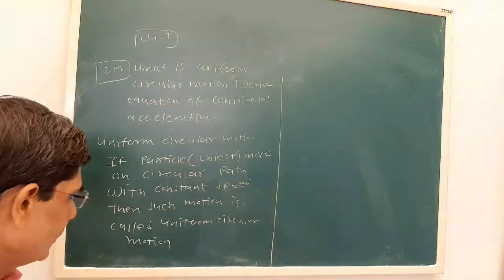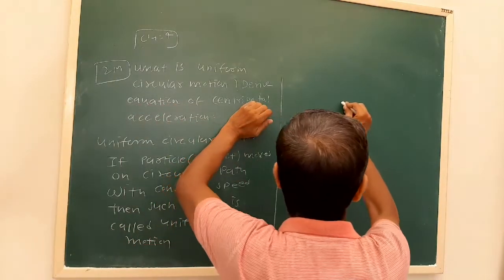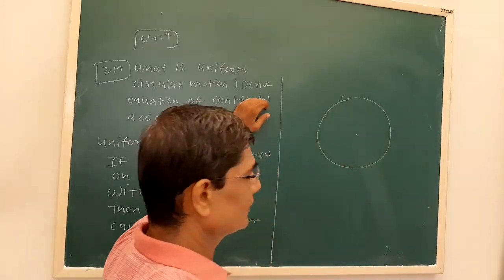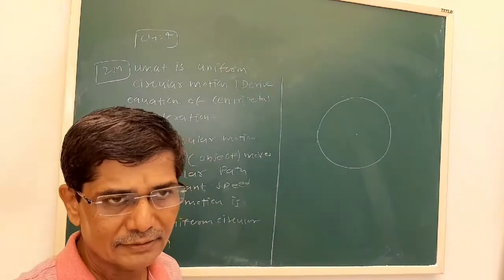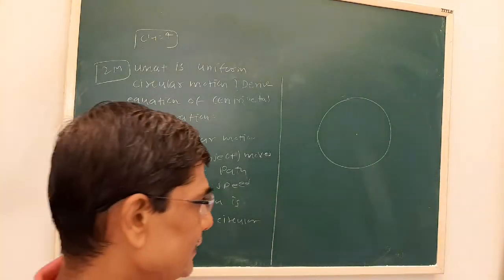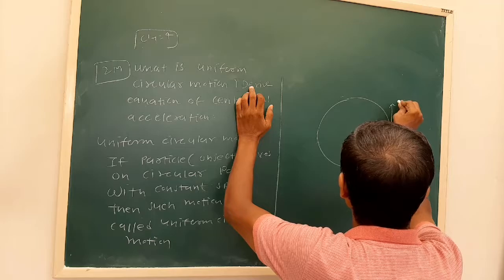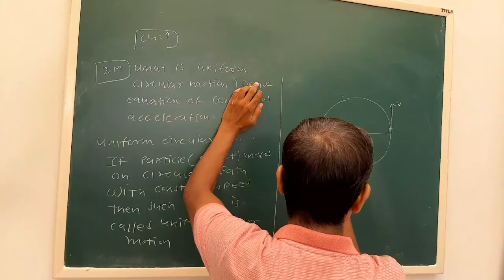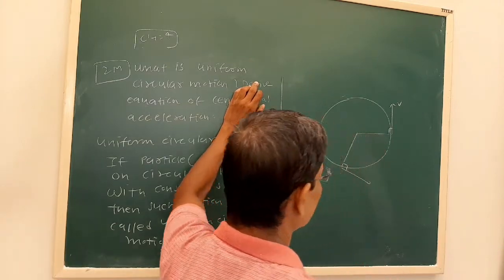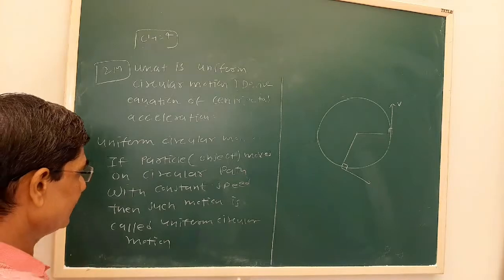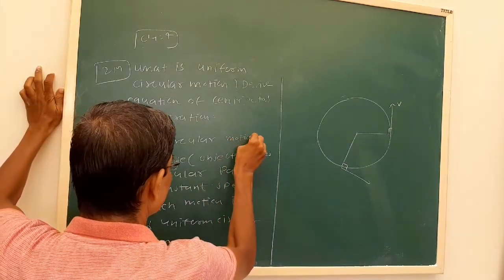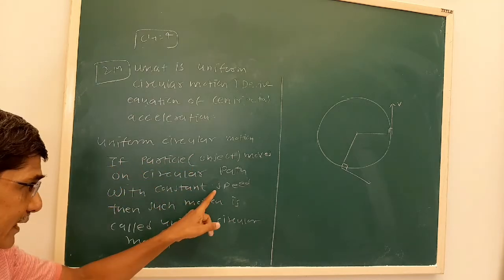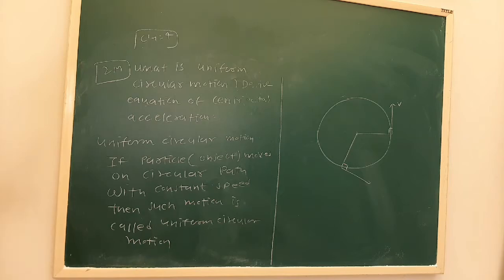a uniform circular motion. Now see the important thing here. Here we studied in this lesson that at any point on the path, the direction of the velocity is tangent to the circle. Here v is the speed, constant speed. That is also known. Now see the interesting thing here. If a particle moves on a circular path with constant speed, then such motion is called uniform circular motion.